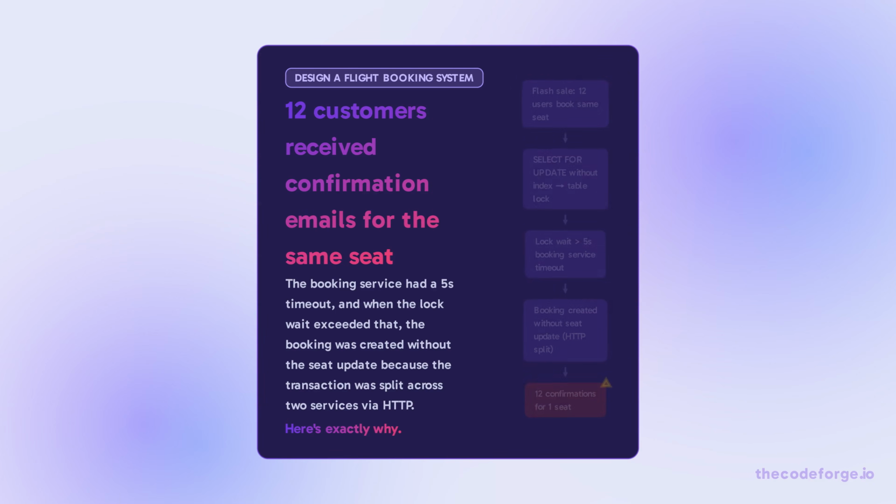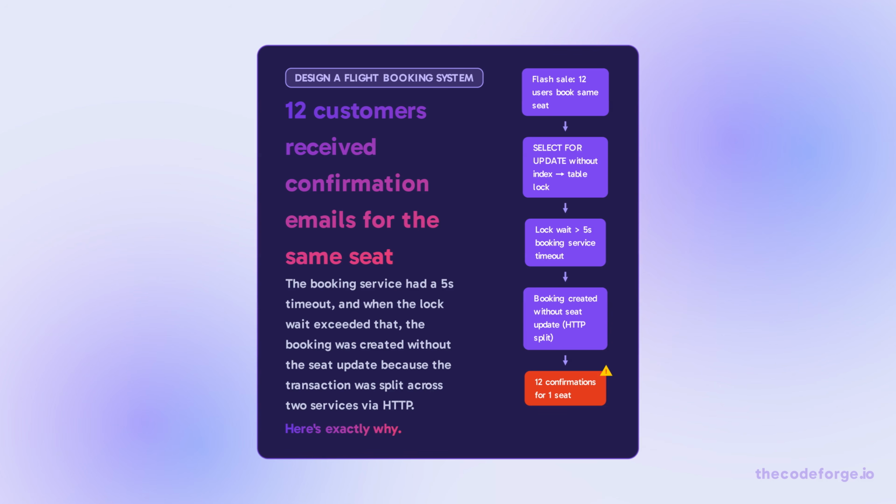12 customers got confirmation emails for the same seat during a flash sale. The team assumed the database transaction was atomic, but the seat inventory update used select for update without a proper index, causing a table lock. When the lock wait exceeded the 5-second timeout, the booking was created without the seat update because the transaction was split across two services via HTTP.